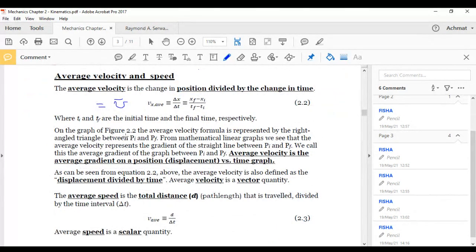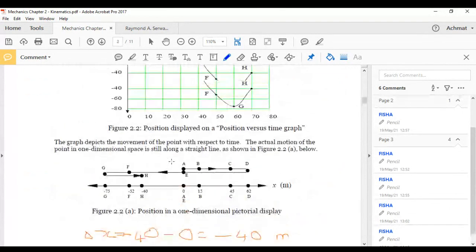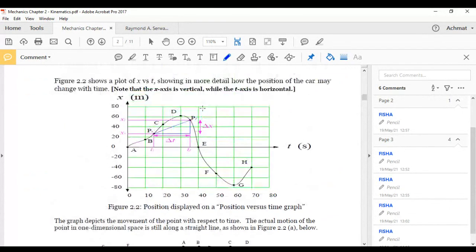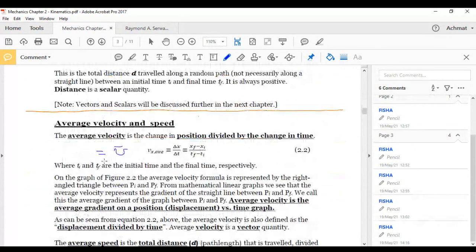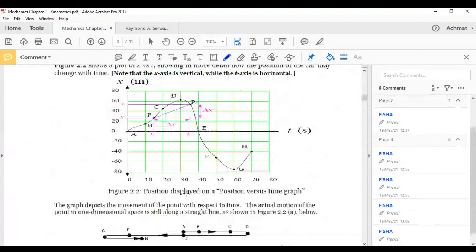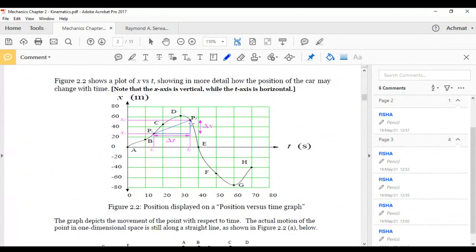Okay, so on this graph now, figure 2.2, where are we? This graph here, figure 2.2. Okay, let's use that there. Let me first read what they say there. So there, the average velocity is represented by the right angle triangle between Pi and Pf. Okay, let's go back there and see. Can you see there's Pi and there's Pf, initial point and your final point. So we draw this right angle triangle as you can see here.